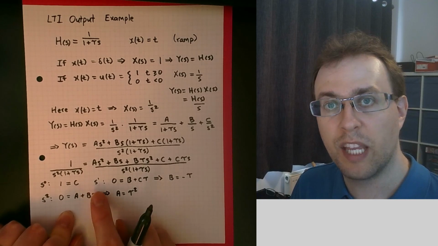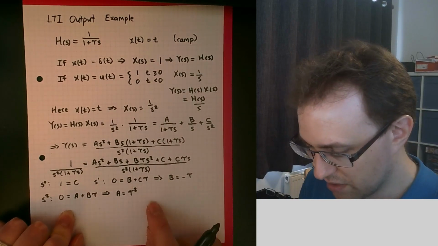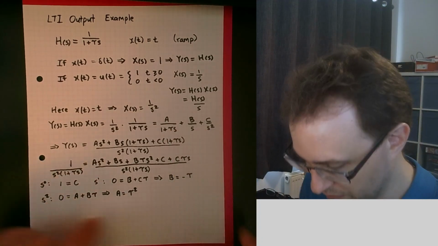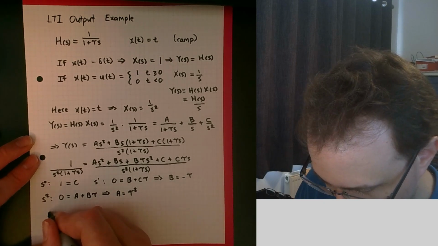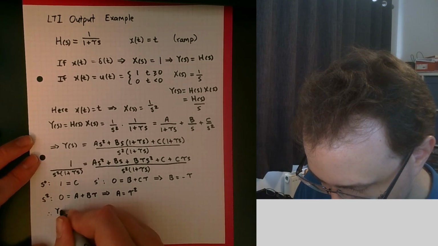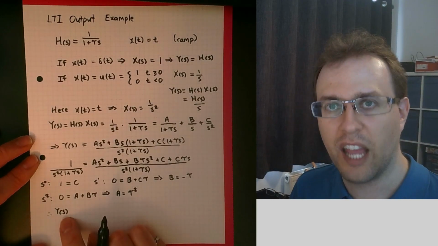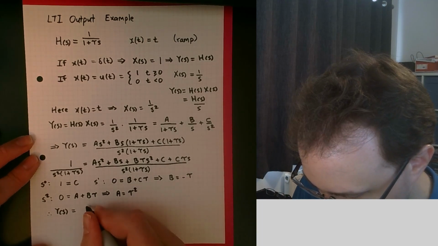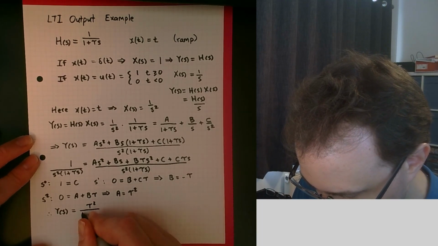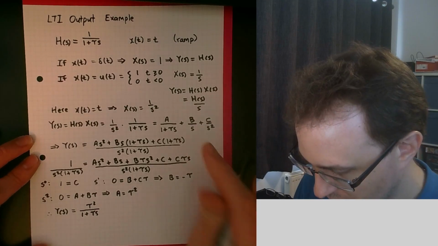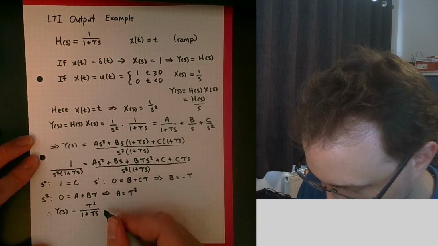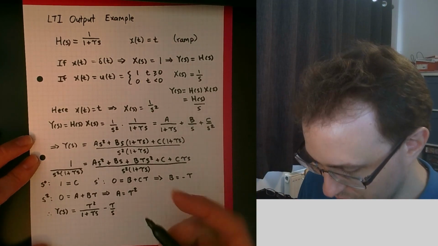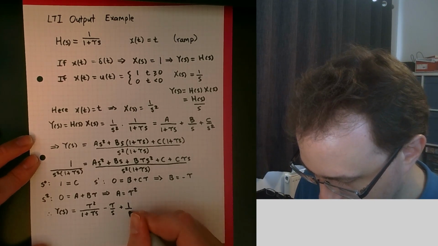So we've already found the a, the b, and the c constants, so we can basically go back and fill these in to our original expression that we wrote up here. So we can say that y of s, this is the Laplace domain output of this system, is going to be equal to tau squared over 1 plus tau times s, plus b, which is minus tau, so that's minus tau over s, plus c over s squared. C is equal to 1, so this is plus 1 over s squared.